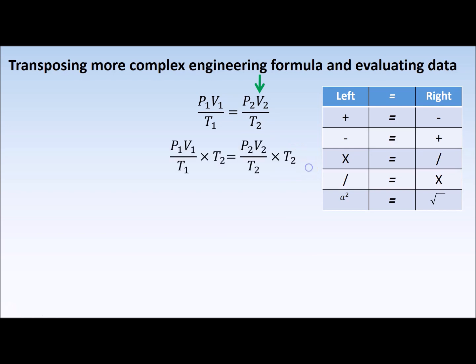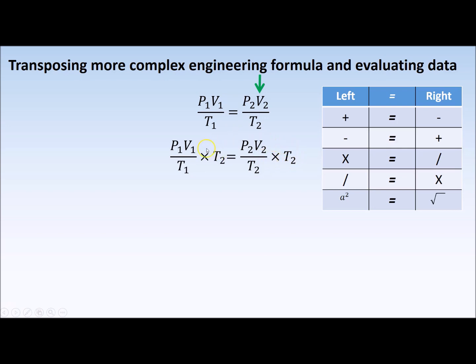So the first thing you're going to do is get rid of this T2, because we want to get V2 on its own. So we're going to move T2. What I've done here is I've got P2 times V2 divided by T2. I want to move T2, so it is a divisor, so it becomes a multiplier. So I've timesed it by that. T2 times T2.